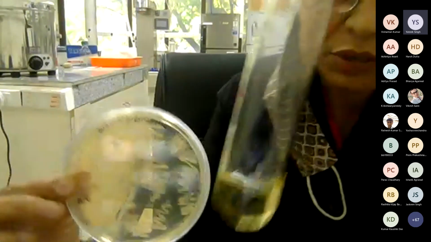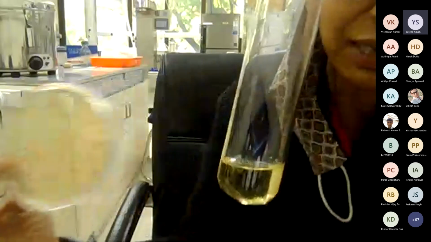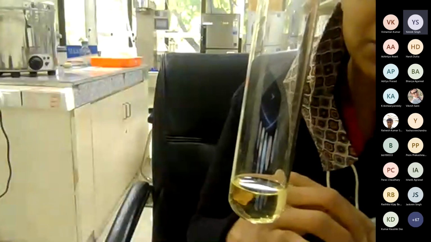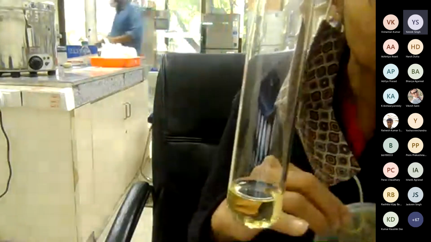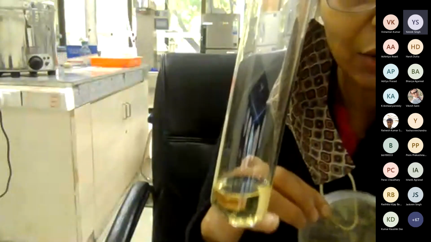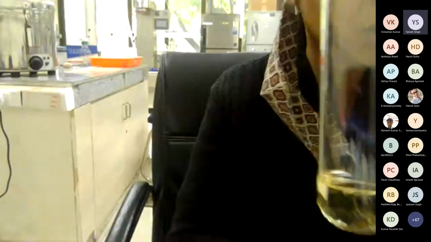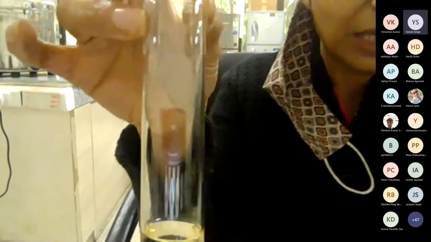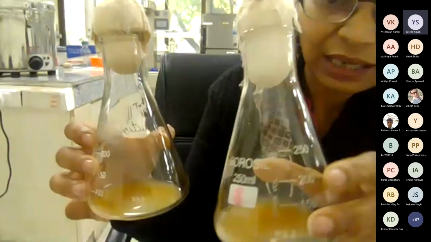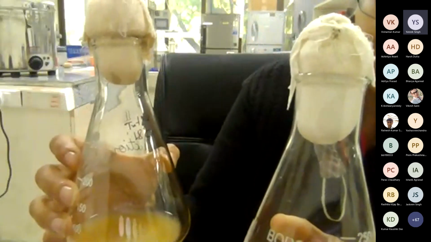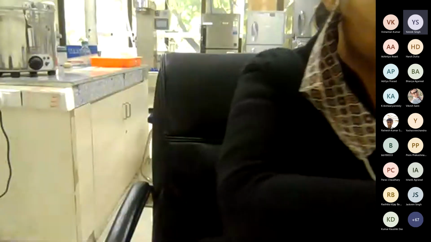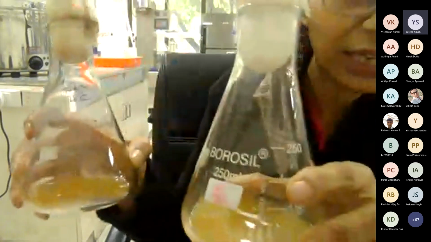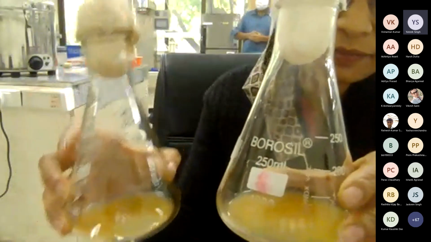We keep it overnight shaking. This is our primary culture, which is grown overnight at optimum temperature. It can be 37 degrees, 25 degrees centigrade or 30 degrees centigrade according to the nature of our protein. From this primary inoculation, we inoculate 2 flasks. One we will take as a control and the second will be induced. There are promoters. Okay, we are inoculating two flasks.